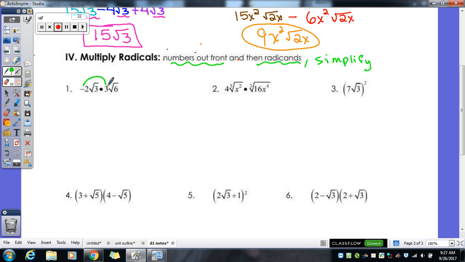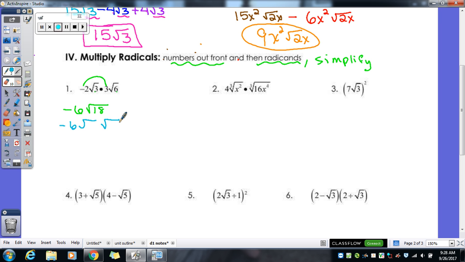So, first example, negative 2 times 3. Multiply those numbers out in front. That would give us a negative 6. Then you multiply your numbers underneath. So 3 times 6 would give us 18 under the radical. Since I multiplied the numbers under the radical, that answer is also under the radical. And so now we simplify.